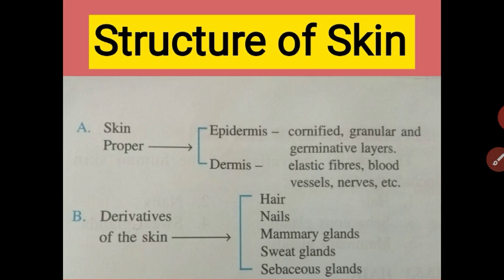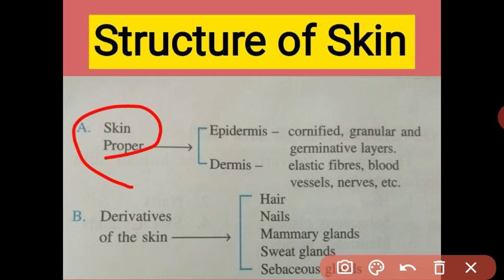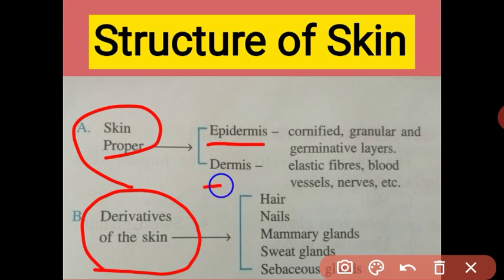There are two principal components of the skin. First is the skin proper, and second is the derivatives of skin. The skin proper has two main layers, epidermis and dermis. The epidermis also has three layers. First is the cornified layer, second is the granular layer, and third is the germinative layer, also called the Malpighian layer.